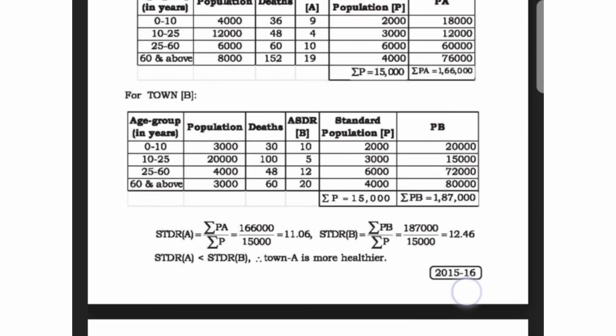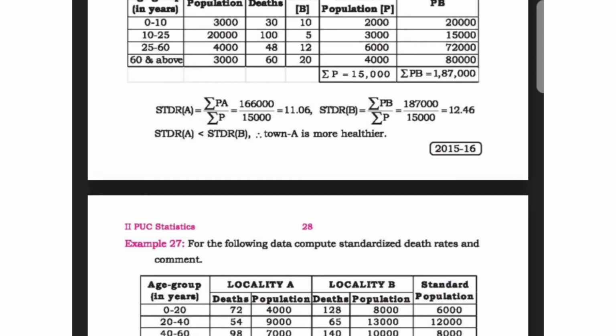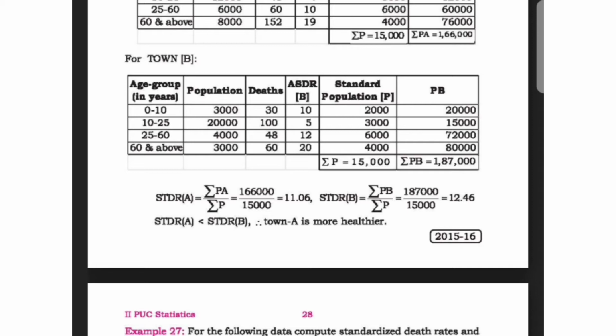Okay. Then town B is also the same. The deaths divided by population into 1000. Then that is considered as B. The standard population is P, and PB is calculated. Summation of PB divided by summation of P. First calculate these two, take the totals, and STDR of A is equal to summation of PA divided by summation of P, and summation of PB divided by summation of P you are calculating over here.